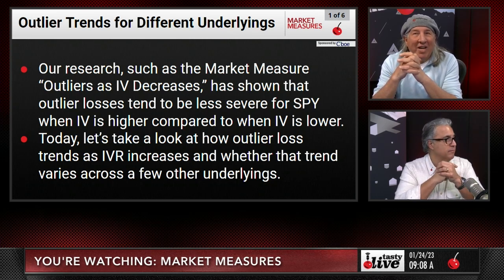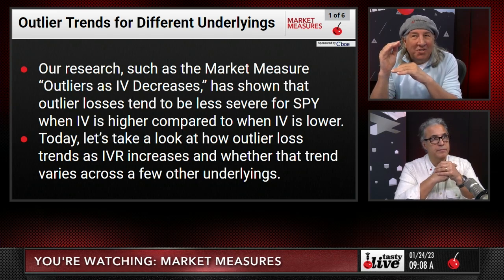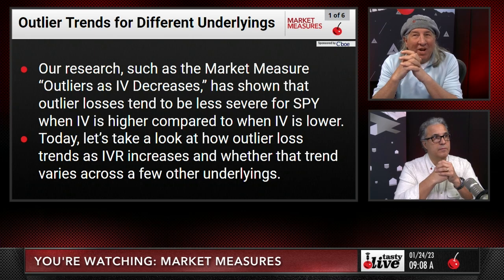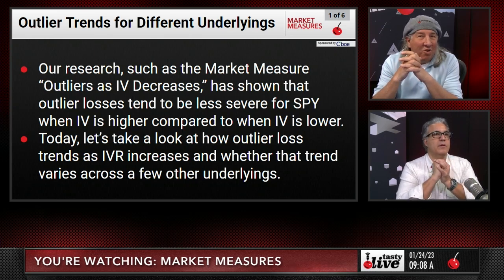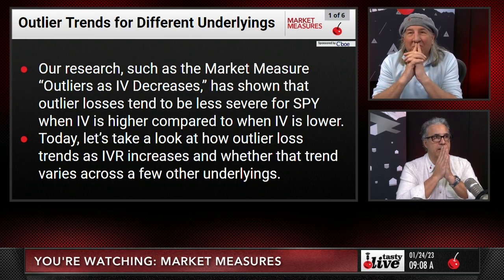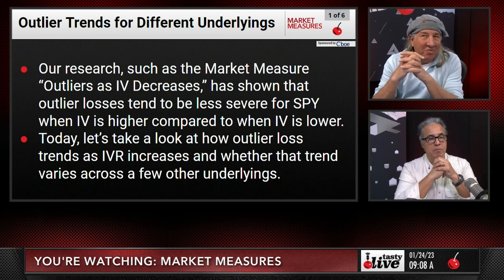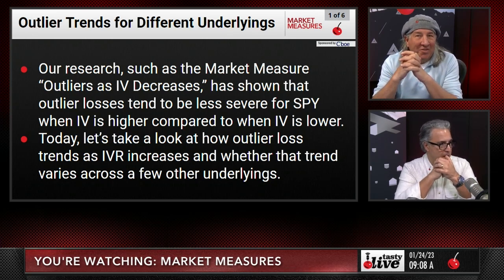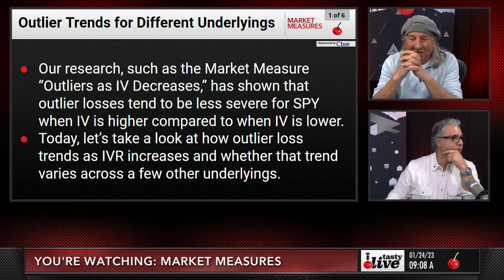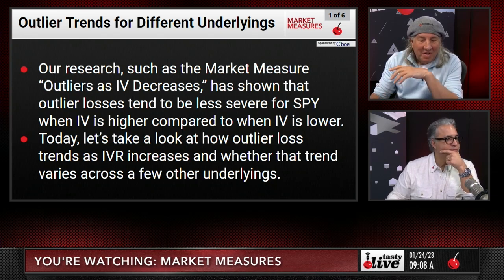Today, we're going to take a look at how outlier loss trends as IVR increases and whether or not that trend varies across a few other underlyings. So we're looking at implied volatility increases relating to a stock going outside of its expected move. Is that correct? Yes. We're going to look at outlier loss trends as IVR goes up. So in other words, as IVR goes up, what does that mean for outlier loss trends? Let's go to the next slide.